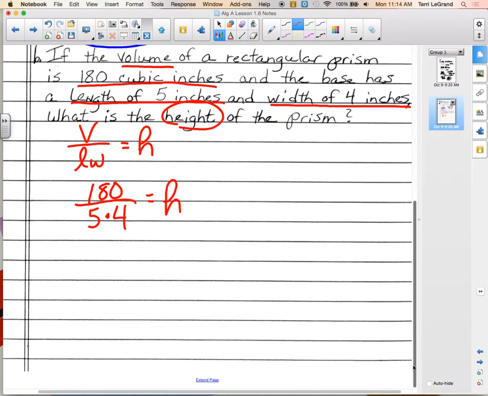So what's the first thing we're going to do before we even put our fingers to the calculator? Abby? Yeah, 5 times 4. What is 5 times 4, class? 20. You guys don't even need your calculators. When you have a 0 up and down, we can cancel those. 18 divided by 2 is 9. Or in other words, 20 goes into 180 9 times. Okay, and those are 9 what? Cubic inches.